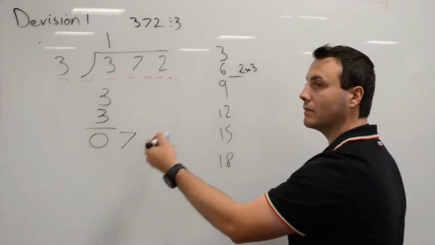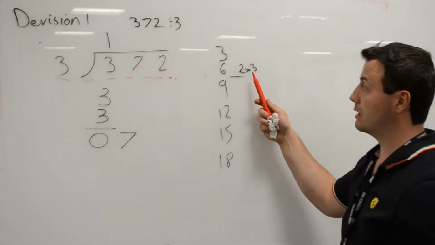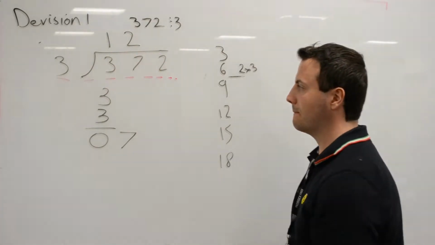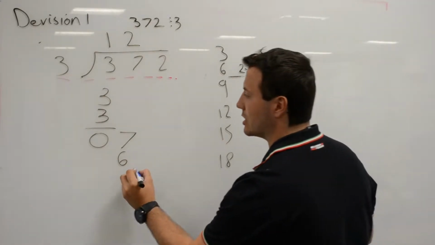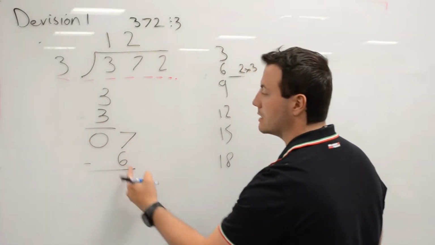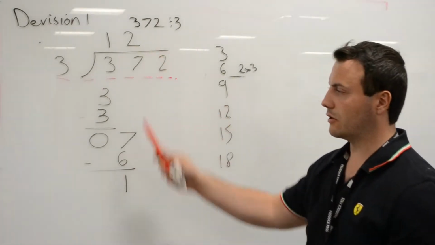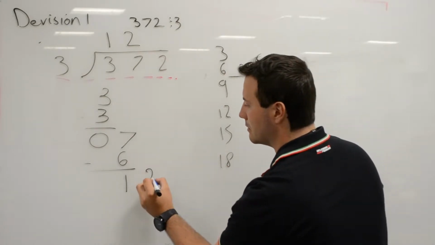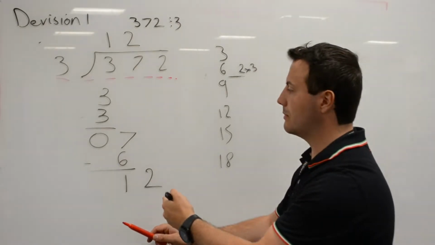So this is where the layout for this method matters. We know the biggest multiple of 3 we can fit in was 2 lots of 3. So in our answer space, we put 2, and 2 times 3 was 6. When we do the subtraction now, 7 minus 6 is 1. So that was 1 left over from this column. When we go to work out the next column, when we bring our 2 down, we have to include the 1 that was left over from the previous column.